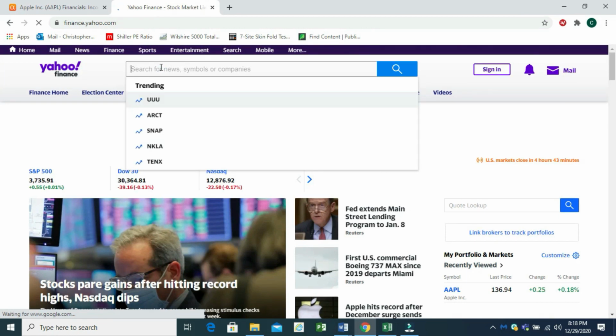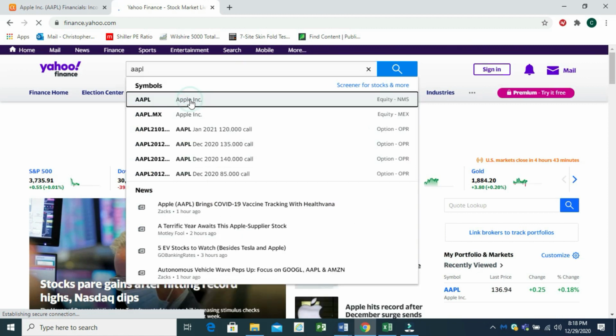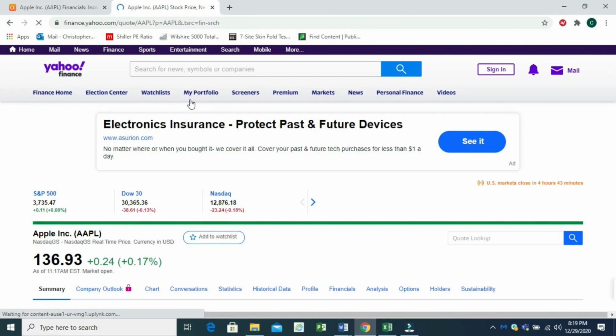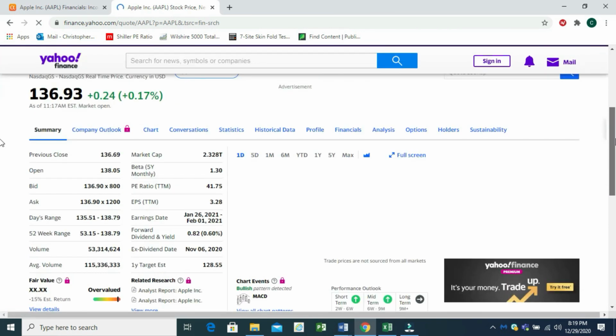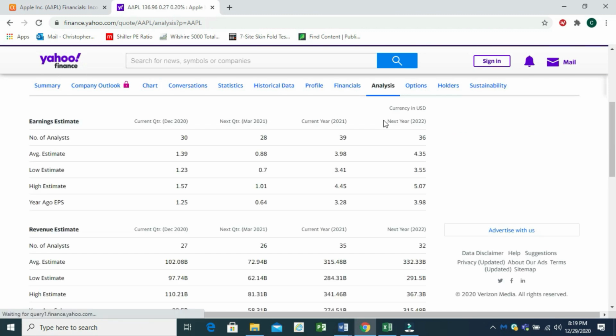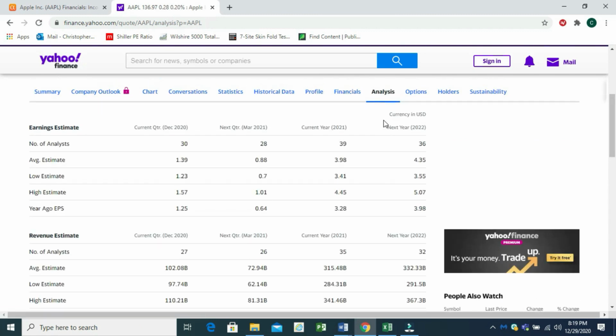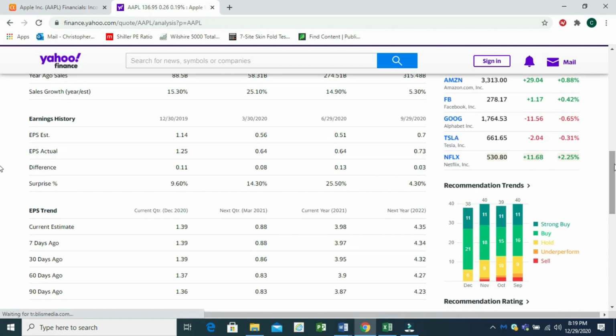Again, I'm going to type in the ticker symbol for Apple, AAPL. And it's going to come up here and bring up the summary page. So what I want to do is I just want to go to analysis. So generally you can find analyst predictions over the next 5 years. So that's the common estimate that you're going to see, a 5-year estimate of earnings per share.